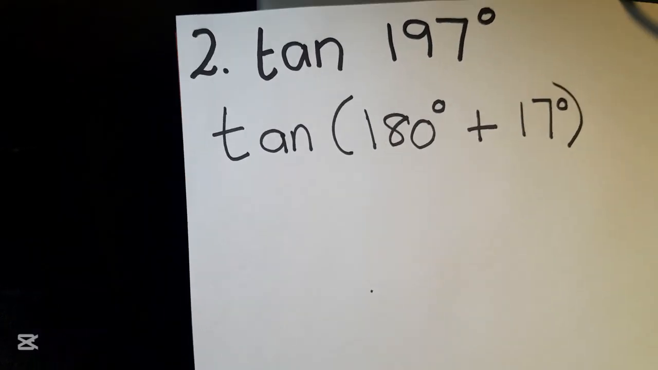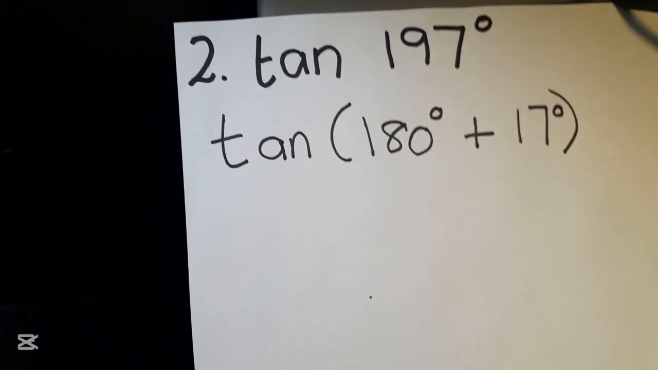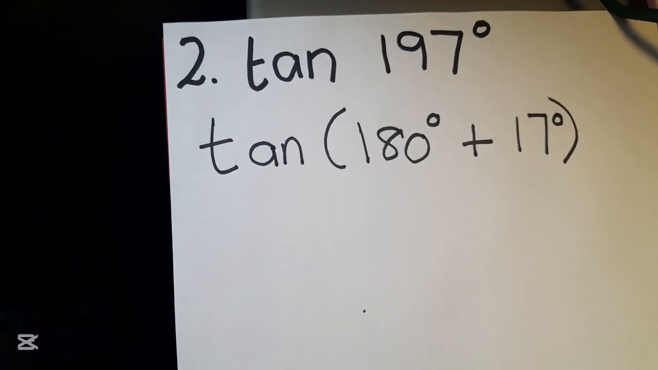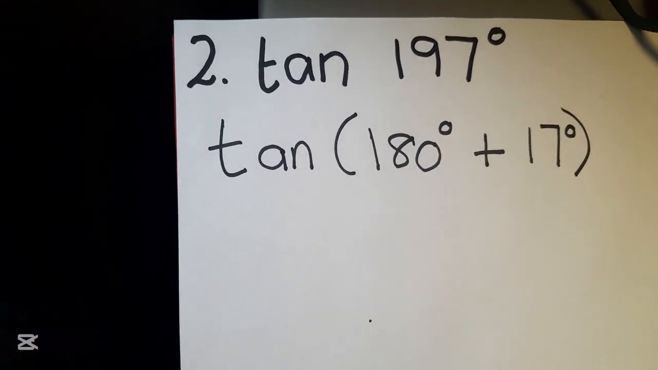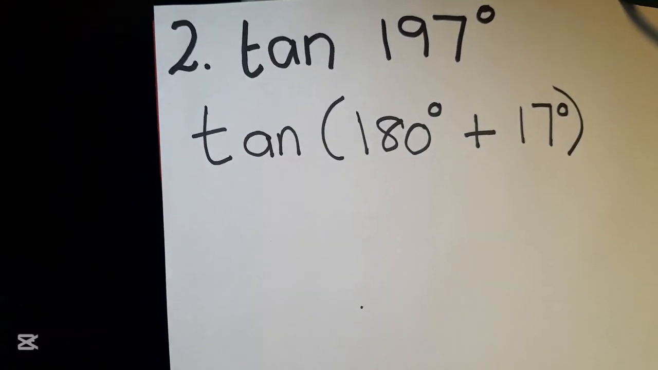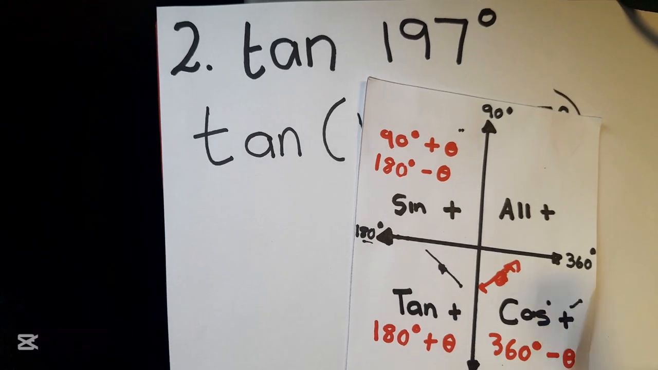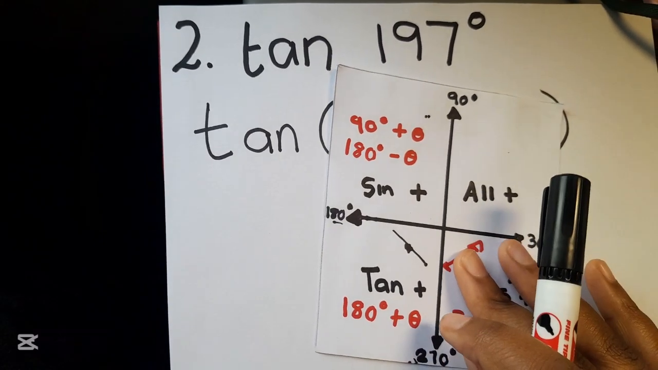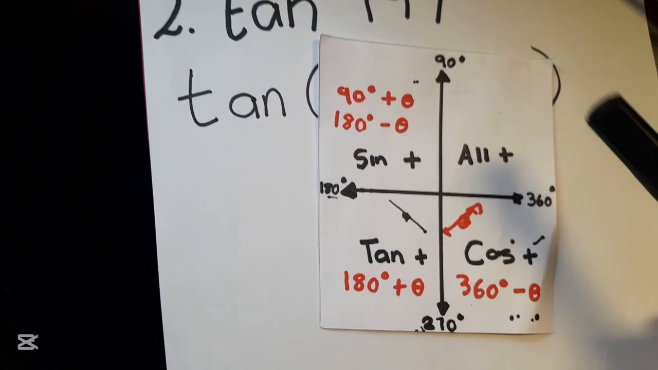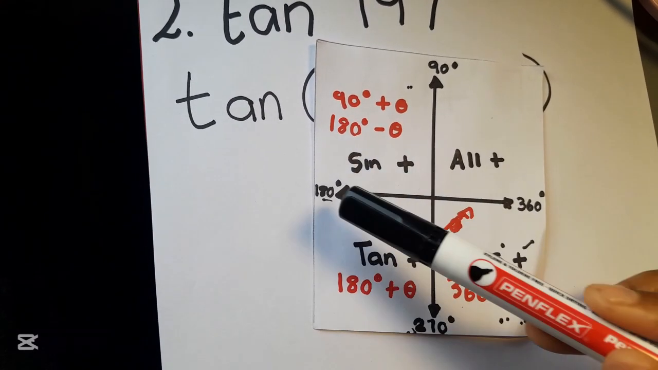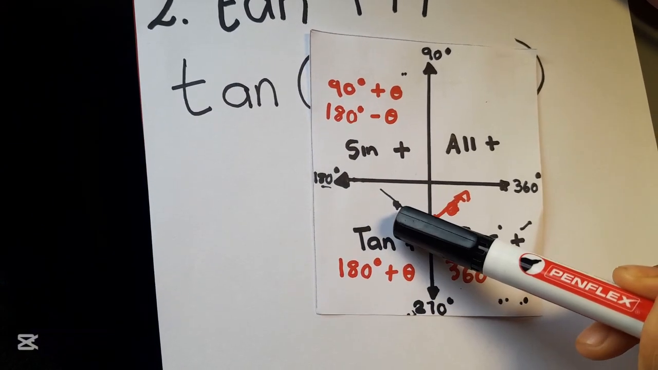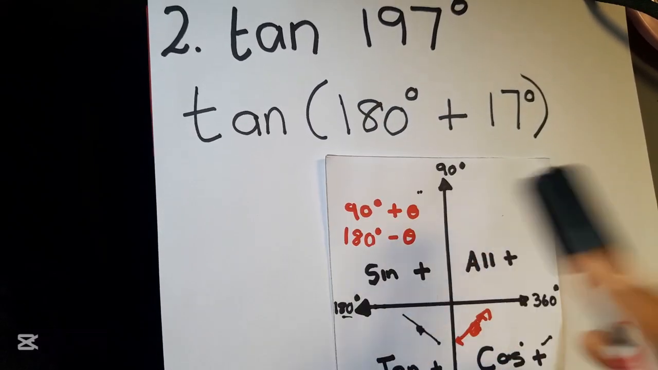Okay, now we go to our next example, where we're given tan 197 degrees. Since we're given this, we have to simplify this expression using the reduction formula. First things first, we have to consult the CAST diagram. We look at 197 degrees and see where it lies. We can say that 197 is a value between 180 degrees and 270 degrees, which means that it lies in the third quadrant.